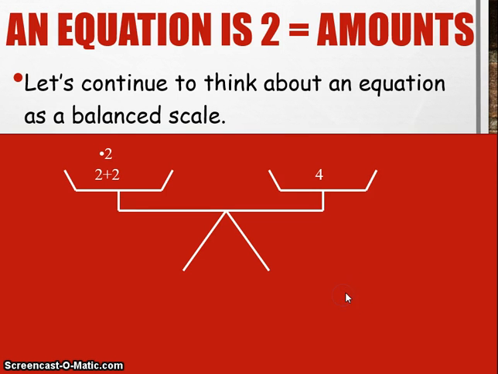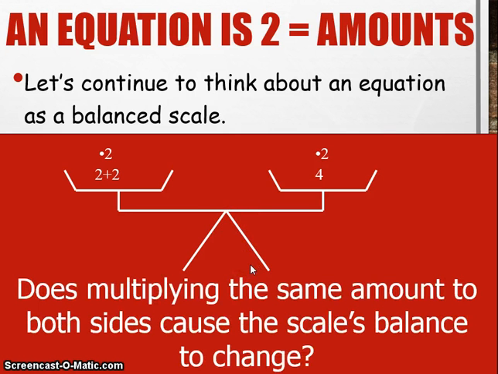Now let's think about multiplication. If I multiply this side by 2, 2 plus 2 is 4, times 2 is 8. Equivalent with 4? No, but if I multiply this side by 2 as well, then they both equal 8 and they are still equal in value. So does multiplying the same amount to both sides cause the scales balance to change? No, the two sides of the equation are still equal in value.